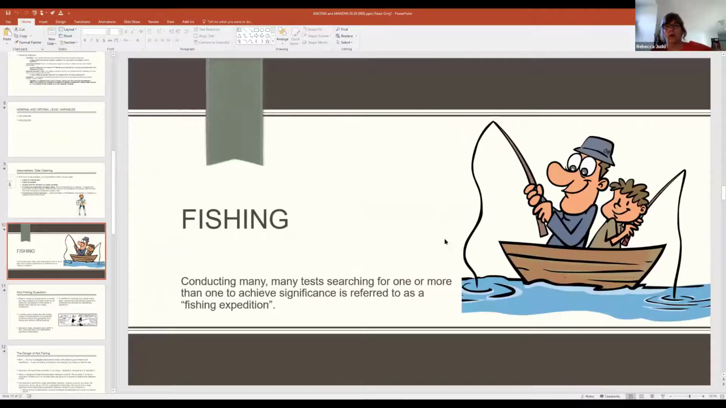The other thing I wanted to talk about tonight was fishing. I don't know how many of y'all are fishermen. My father-in-law was a striper guide on the lake before he passed away. So I come from fishing, but I'm going to talk about fishing with statistics.